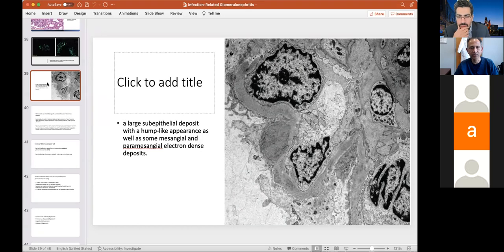So here's the thing, in this case, these are deposits, humps, and these are subepithelial deposits. This is a basement membrane, and these are the humps. These are subepithelial, not subendothelial. So that's a differentiating point between C3 glomerulonephritis and whether this patient has Staph aureus associated GN. Next slide.